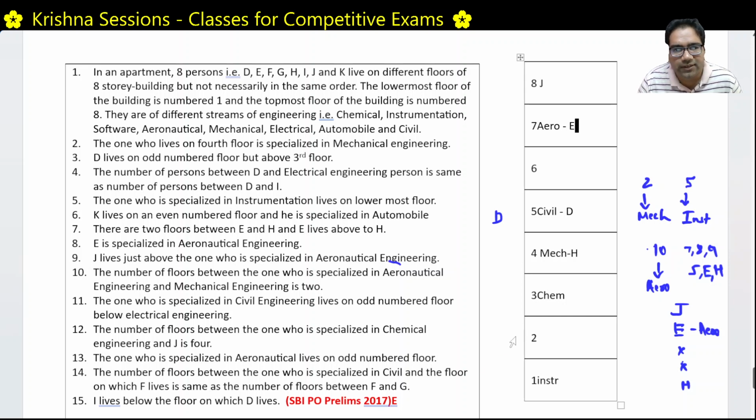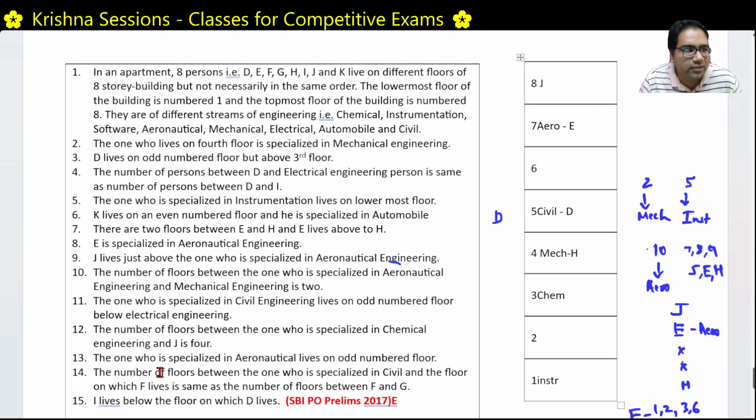So now, what are the various options for F? F cannot be 8 because 8 is already J. F cannot be 7. F can be 1, 2, 3, and 6, because the fourth one is H, the fifth one is D, the seventh one is E, the eighth one is J. Right? F has only these options.